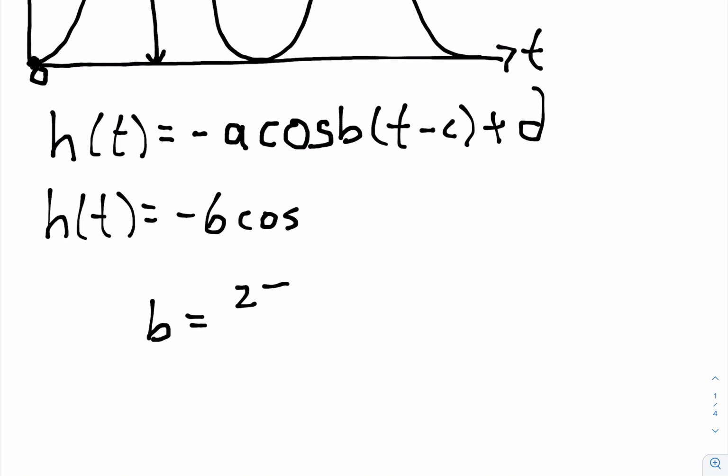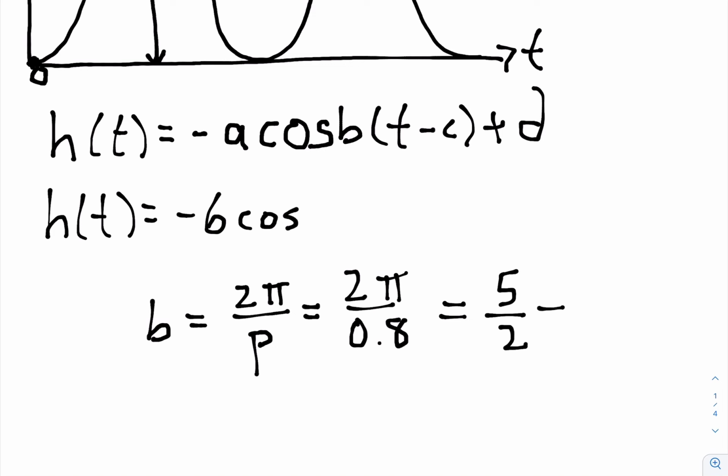2 pi divided by our period. That's a formula that's super helpful we can use. And similarly, P is also equal to 2 pi over B, right? It's just some formula rearranging. So B equals 2 pi over the period, and the period we know is 0.8 seconds, right? That's how long it takes to complete a full cycle, a full jump. So this is 2 pi divided by 4/5. That's like 2 pi times 5/4. So that's 10 over 4, which we can reduce to 5/2, or 2.5 pi.